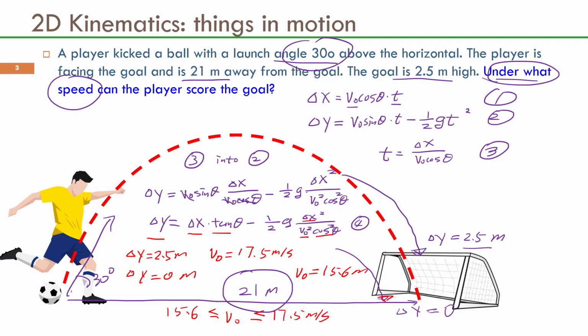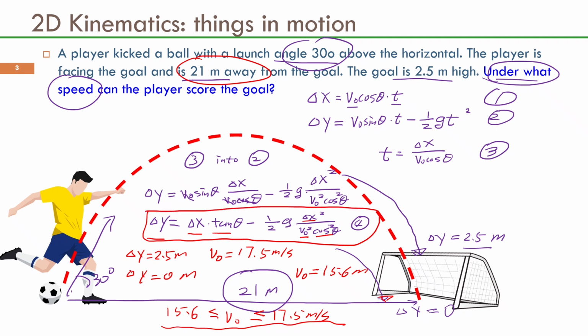Based on this calculation, you can see that the suitable speed has a very small range. That means the player definitely needs very good skill to score the goal from such a far distance. And the equation we derived here is very important because it includes all the important parameters in one equation.